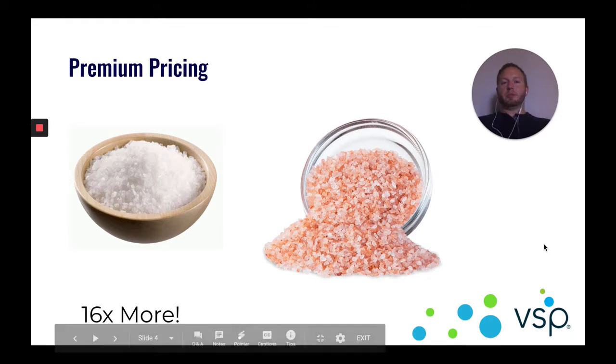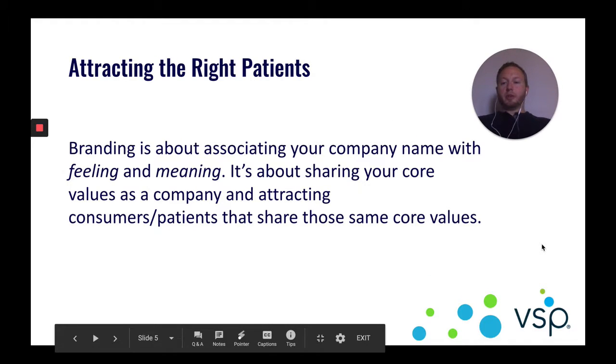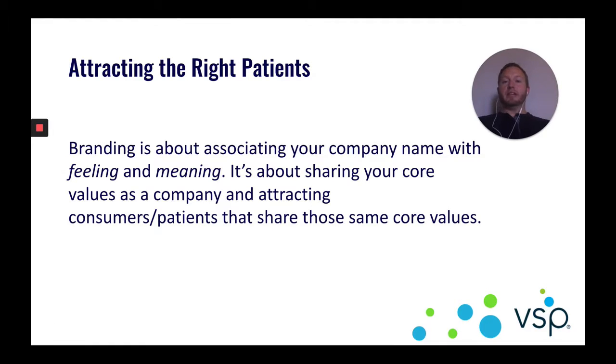The next one's attracting the right patients, and this is all about associating your name with feeling and meaning. So when you do marketing and messaging and you create your USP and your secondary value propositions, create your core values and share those core values as a company. And once you share your core values, it attracts the customers and patients and consumers and all those people that share the same core values as you. People look to do business with companies that represent them in some way. So put out there in the world what your core values are, and you're going to start seeing the people that you want to deal with that share those same core values coming back to you.